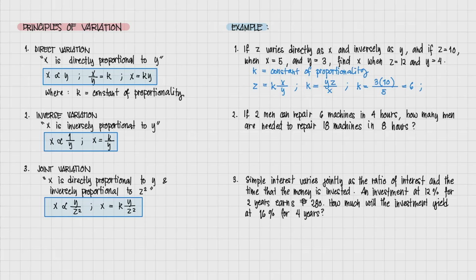So we have here, since k is equal to 6, our y now is equal to 4, and our z is equal to 12, all over x. Now solving for x, this is just 4 times 12 divided by 6. So that's equal to 8. And that's the final answer for example problem number 1.